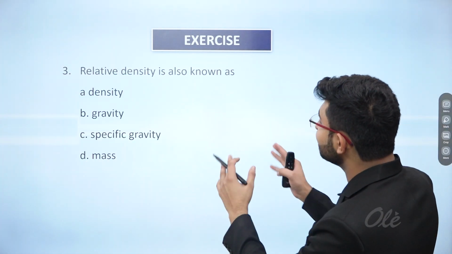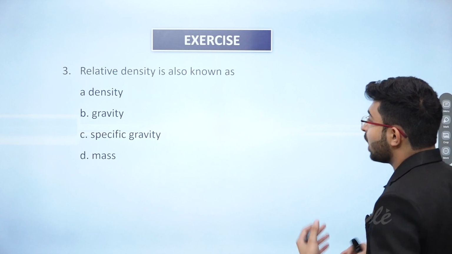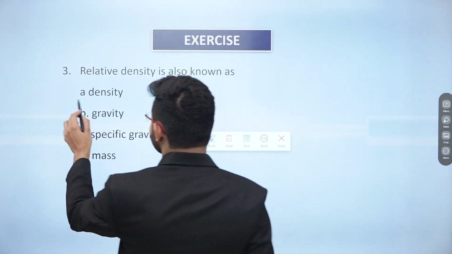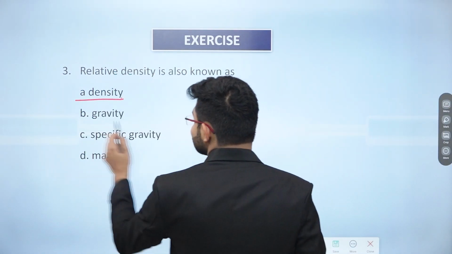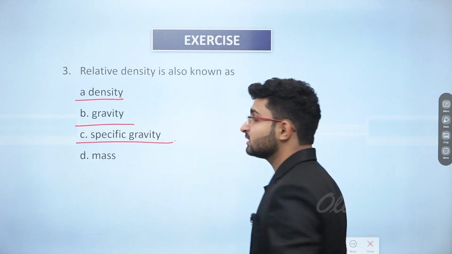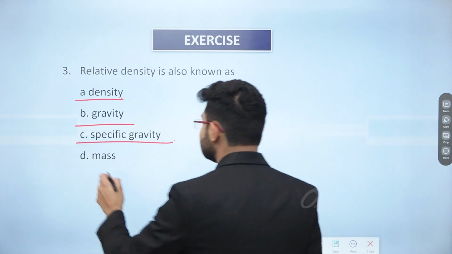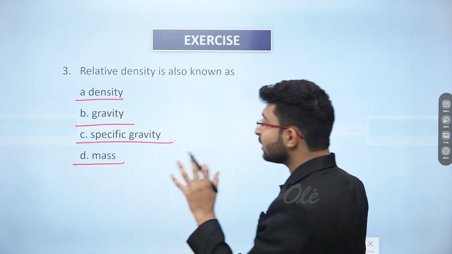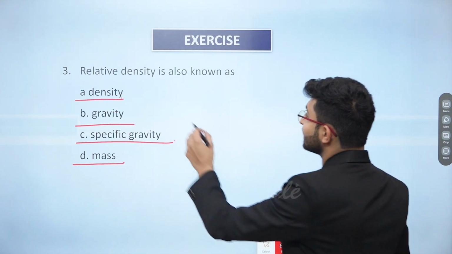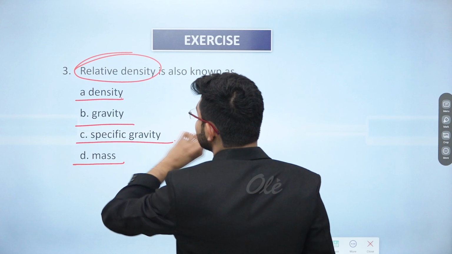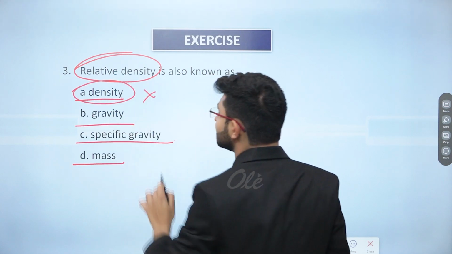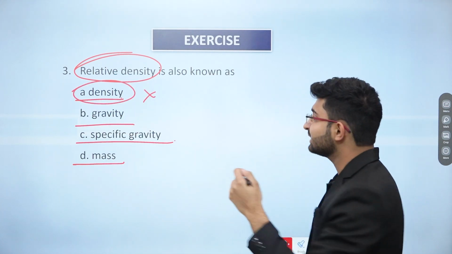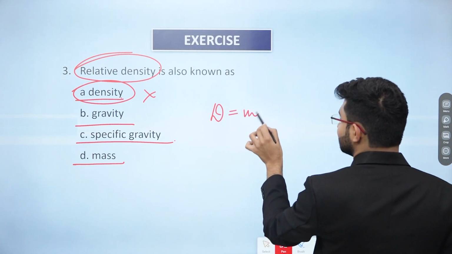Now moving ahead, the relative density is also known as what? Option A is density, option B is gravity, option C is specific gravity, and option D is mass. So in terms of all these options, it is asking what is the other name of relative density. Because we know that density will obviously not be the other name of relative density, because density is mass upon volume, right?